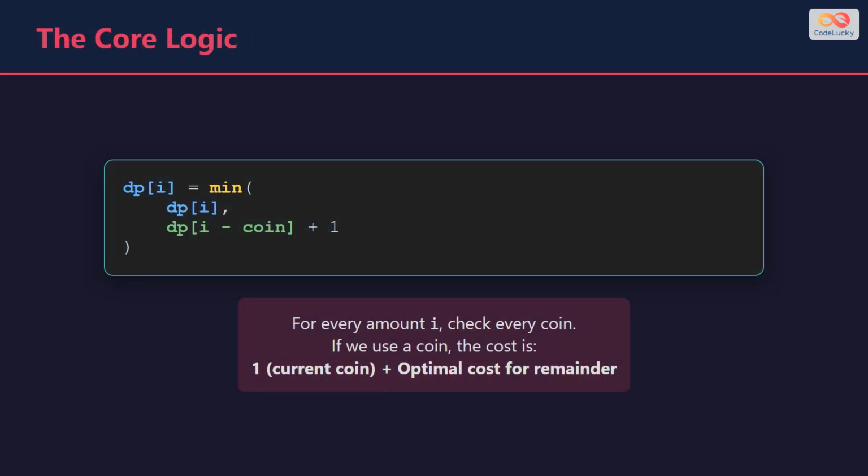Here is the core logic. For every amount i, we iterate through all our coins. The value at dp[i] will be the minimum of its current value, or the value at dp[i minus the coin], plus 1. The plus 1 represents the coin we just used. We simply keep updating the table with the best value found so far.